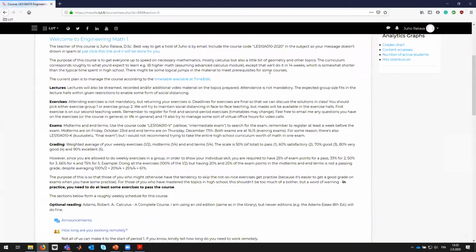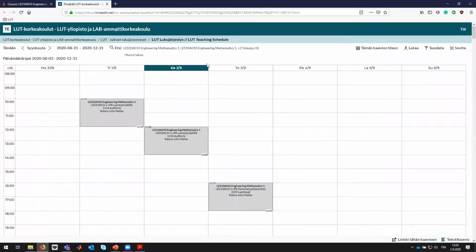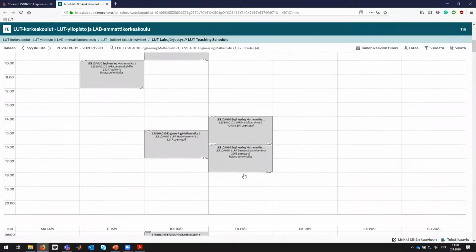Time edit shows the exercises. So there's a link here, timetable available in time edit, which should show you. So next week check out those times. One exercise is 3 o'clock on Wednesday. One exercise is 2 o'clock on Thursday.